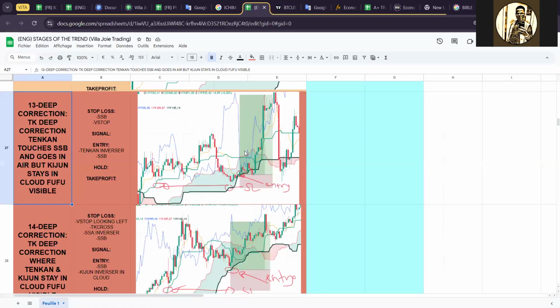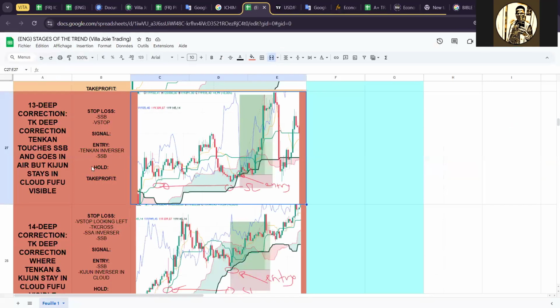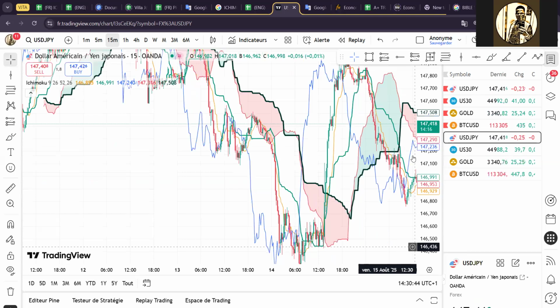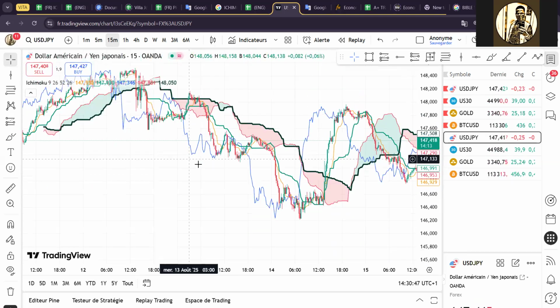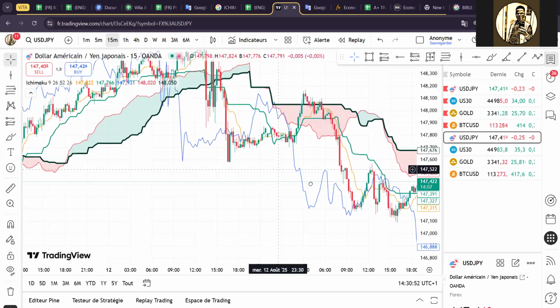Anyway, I will not keep looking at it. Okay. There is a phase where Tenkan is going down below SSB and Kijun is going to the upside. It's still inside the cloud. You may think that the price is making a reversal to the downside, but it is actually a continuity. That is a deep correction. Okay, I have this one. Maybe let me try to see. Okay, I have this one.